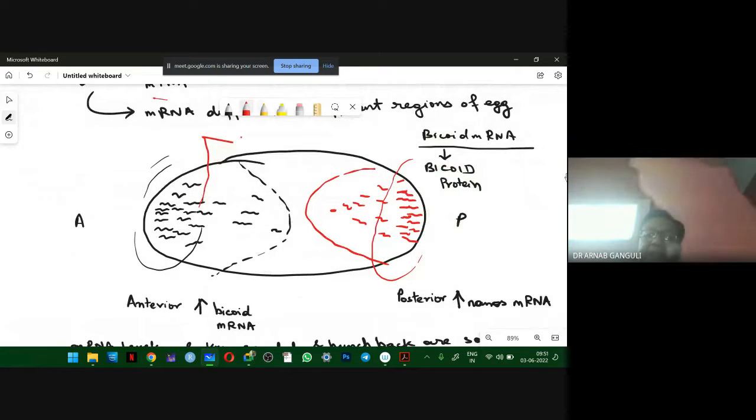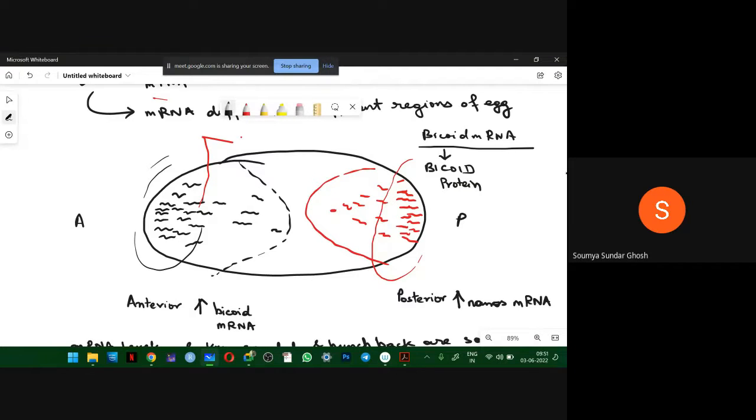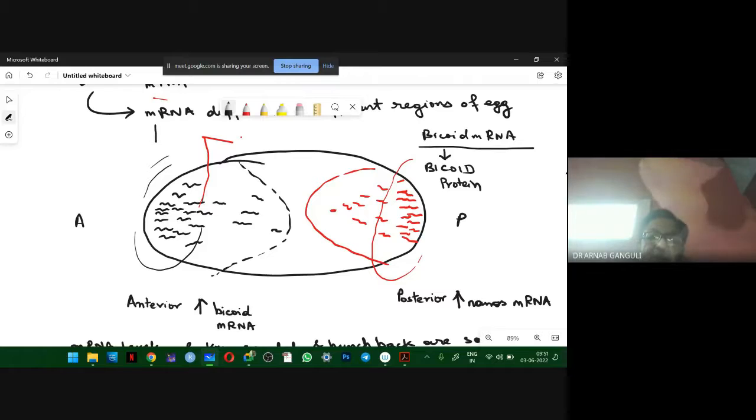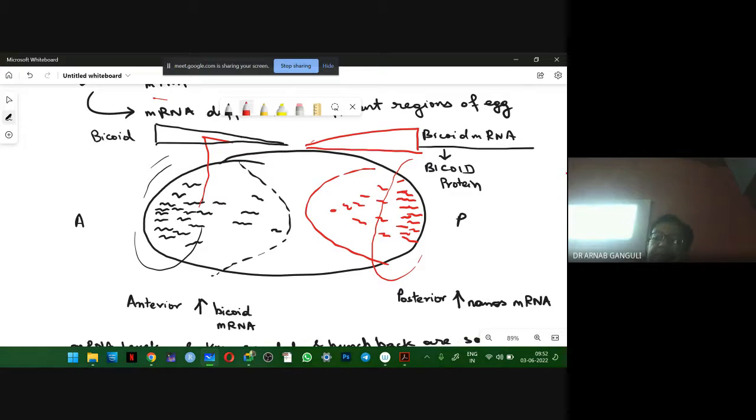So far, this is clear. And a gradient is formed. This is the gradient of bicoid, and a gradient of nanos is formed. Clear? The more anterior, more bicoid. The more posterior, more nanos. Less posterior, less nanos.